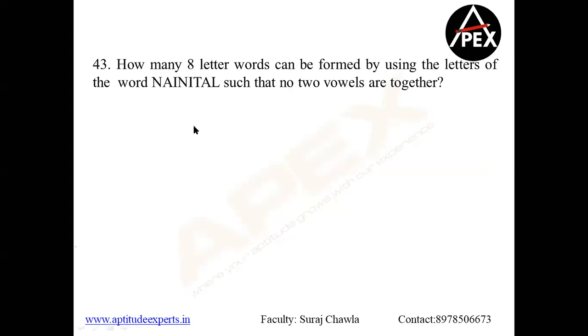So how many 8-letter words can be formed such that no two vowels are together? So we discussed when no two vowels are together, we have to first arrange the consonants, okay? So we have to first arrange the consonants. How many consonants are there? There are 4 consonants, N, N, T, L, right? So these 4 can be arranged in 4 factorial ways divided by 2 factorial ways. Clear?